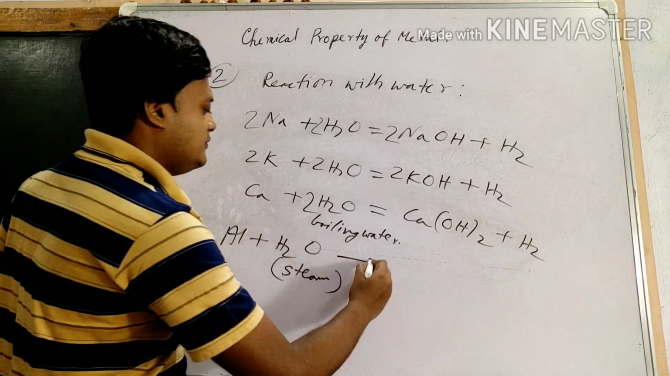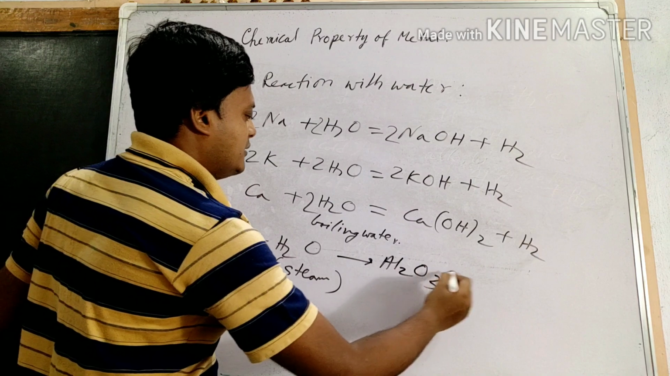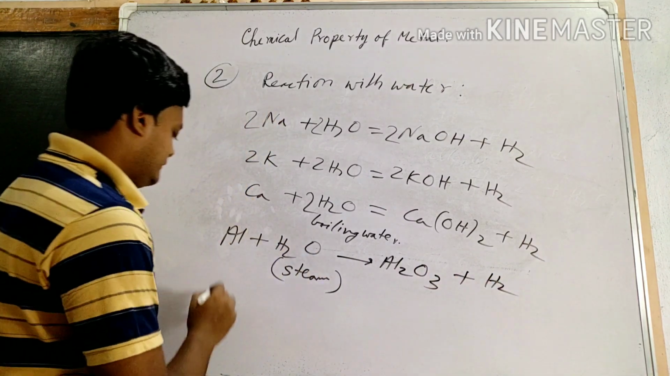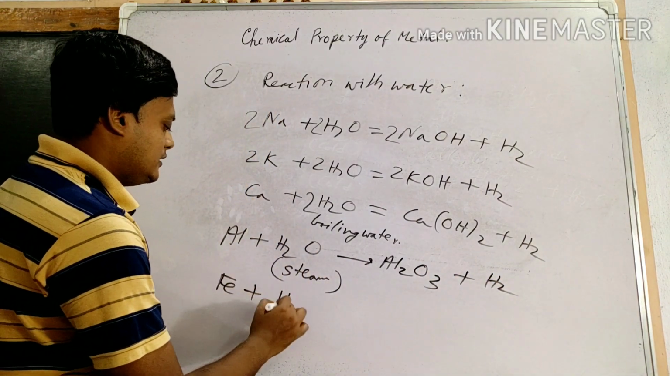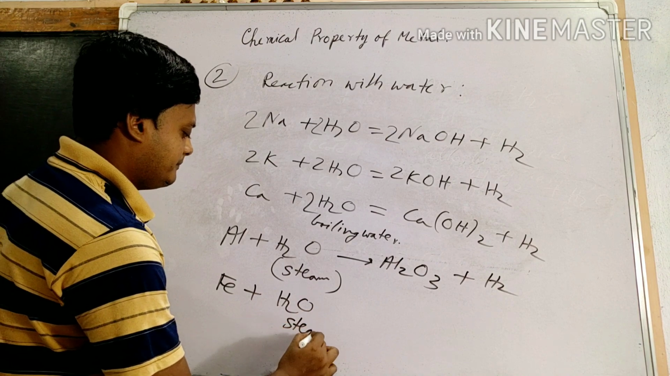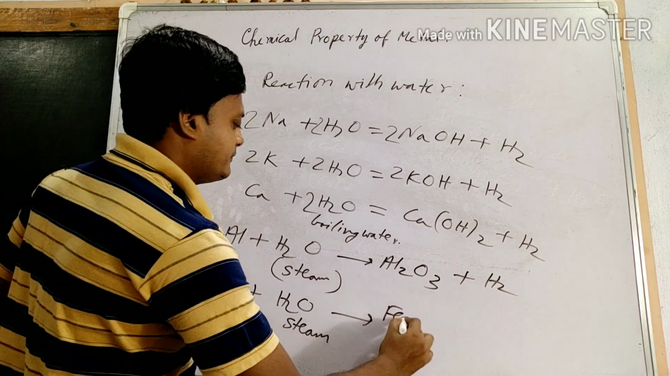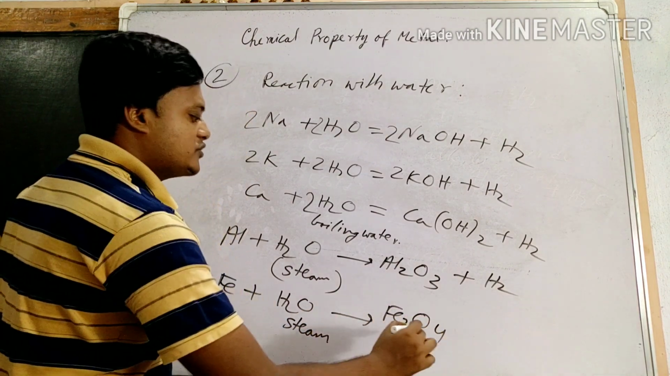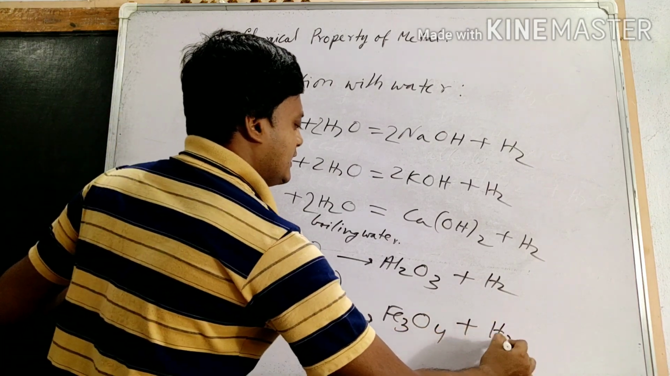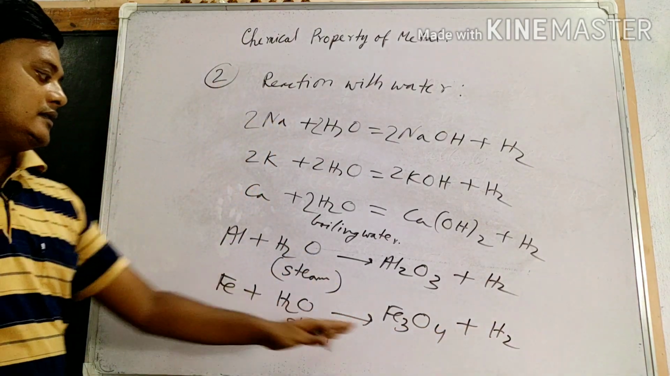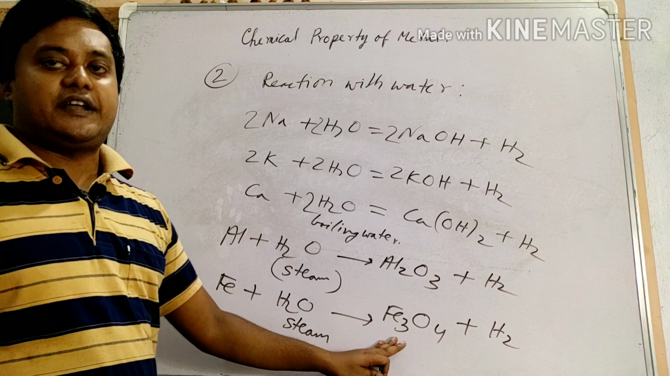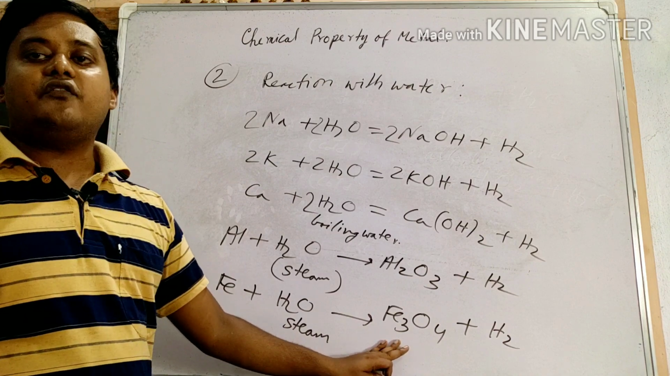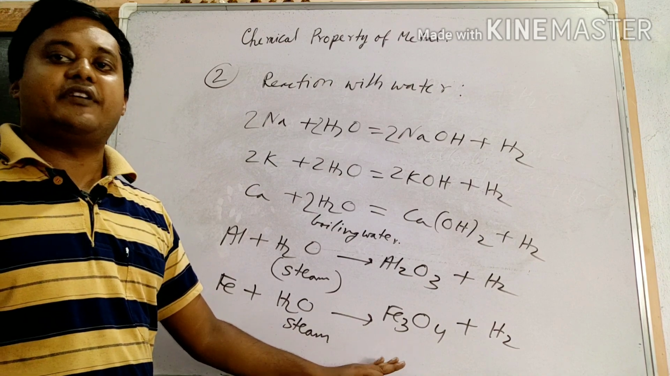Aluminium reacts with steam to form aluminium oxide and hydrogen. Again, iron reacts with steam to form Fe3O4, ferroso-ferric oxide, plus hydrogen. That ferroso-ferric oxide is a mixed oxide. It is a mixture of ferric oxide as well as ferrous oxide.